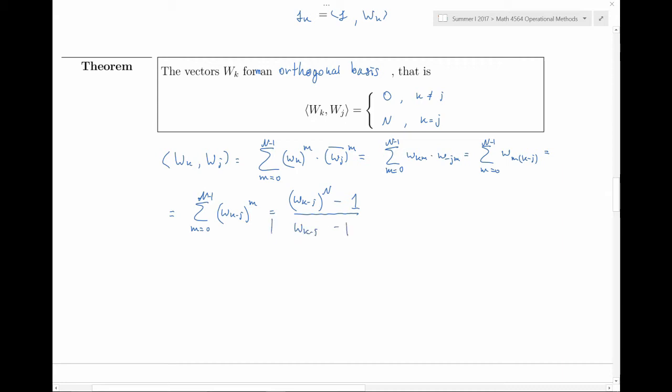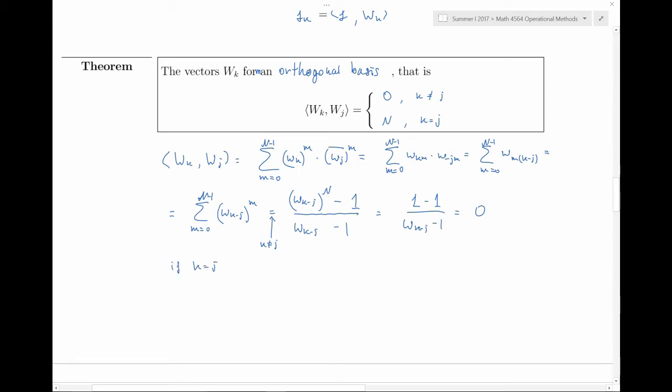I'd like to point out that this formula is only true if the denominator is non-zero, which means that k should not be the same as j. Well, again, using the properties of the w numbers, any w number raised to the power n is exactly 1, so we have 1 minus 1 divided by w_{k-j} minus 1, so it is 0.